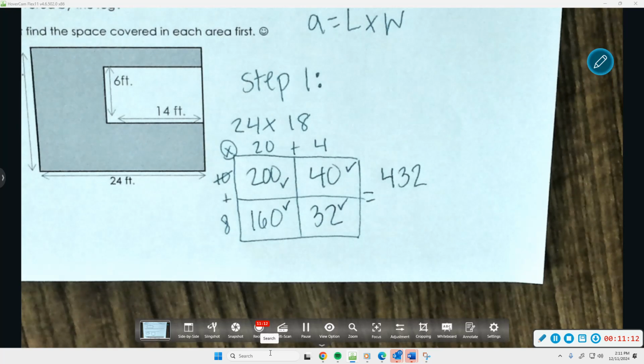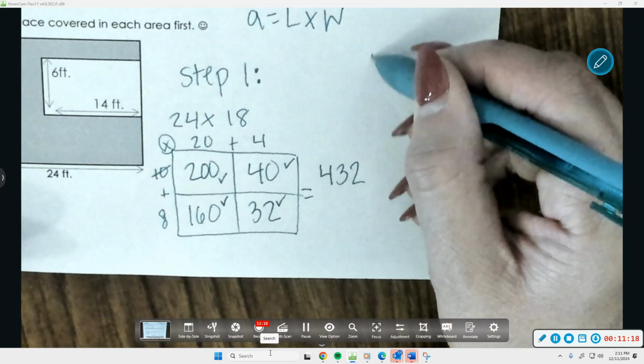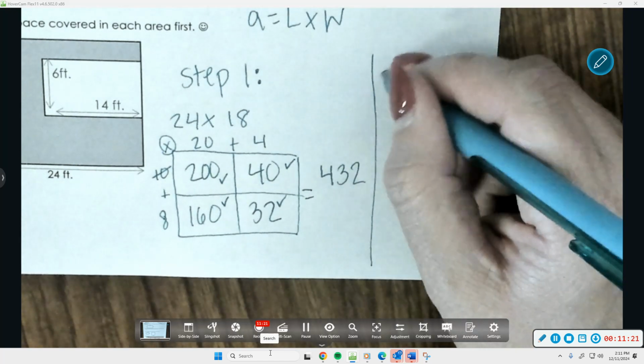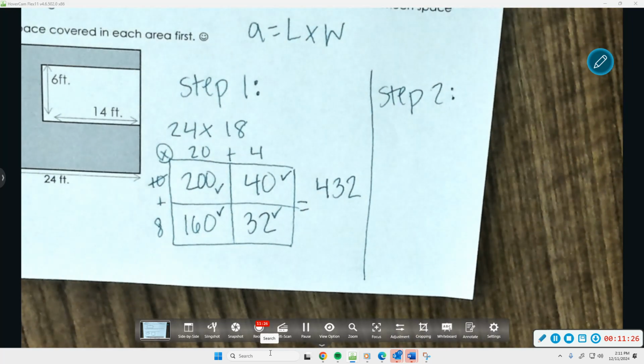Am I done? No. Okay, now what do I need to do? Do step 2. Well, if I want to know the whole living room floor, but I don't want the rug included, what do I need to do next? You can find out what the rug is and then subtract it from what you got. So first I've got to figure out the area of the rug, and then I can subtract, right?